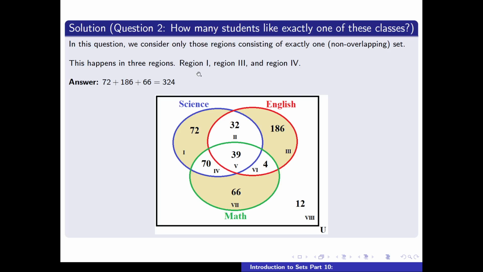Well, this corresponds to regions 1, 3, and 7, right? These are students who liked only science, students who liked only English, and students who liked only math. We want to know how many students liked exactly one class, so we add up all 3 of these regions, 72 plus 186 plus 66, and we get that 324 students liked only one of these classes.